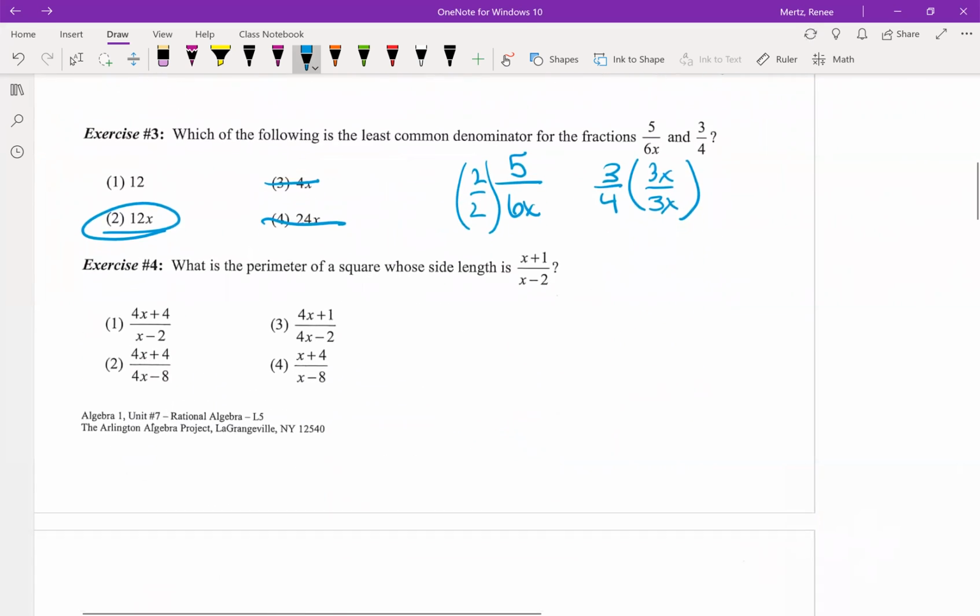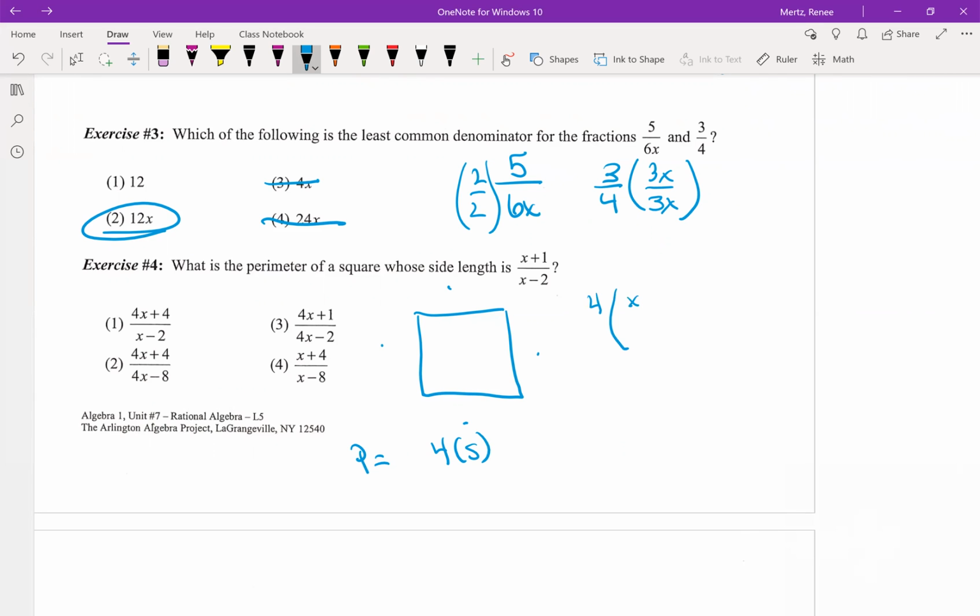What is the perimeter of a square whose side length is x plus 1 over x minus 2? Remember, perimeter means sum of all sides. So the perimeter of a square, they're all equal sides, so we're adding them all together. You could either write it 4 times, or we could say it's 4 times the side of a square, so p equals 4 times x plus 1 over x minus 2. It's much faster to multiply by 4.